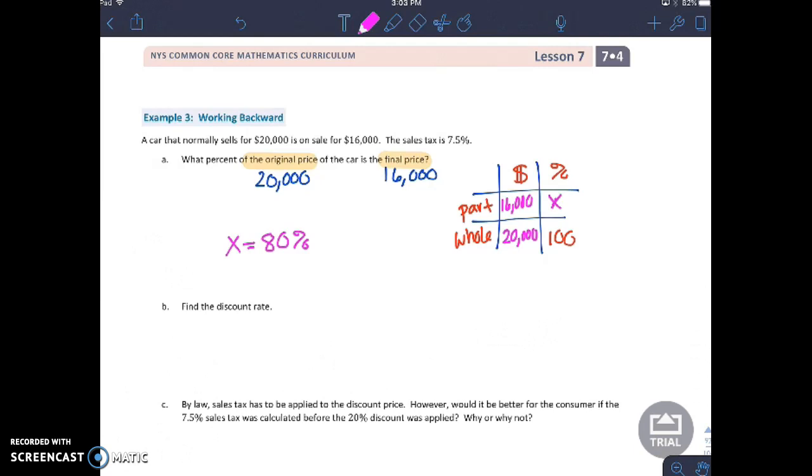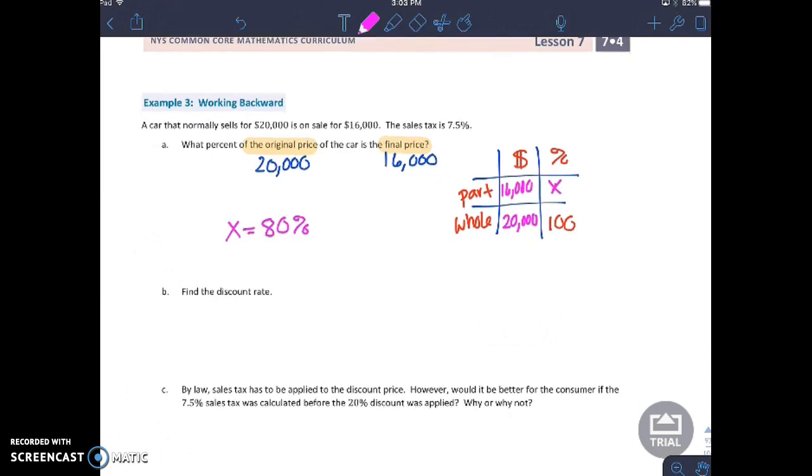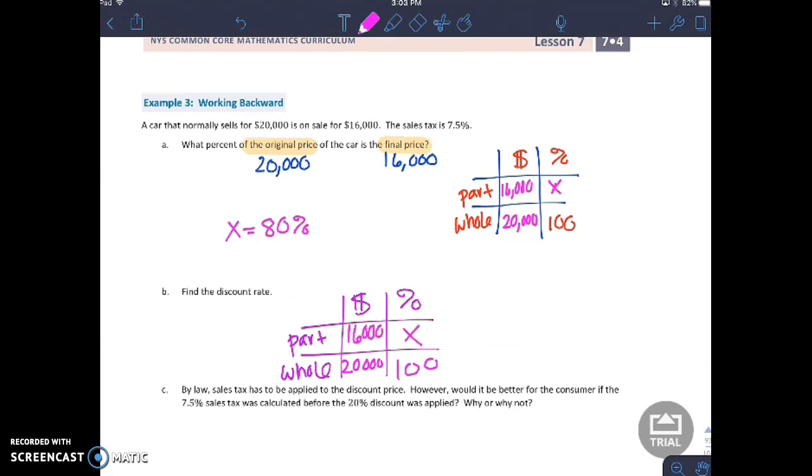All right, hopefully you are ready. So what we're doing here is solving it in a different way. Still have our tic-tac-toe. We still have our part, our whole, our money, and our percent. The whole for percent is always 100. Our whole for the money is 20,000. Our part for the money is 16,000, and that leaves the percent to be x. So when you go to solve that, you are going to get x equals 80%. So what they're trying to prove is that you could work backwards and get the same answer different ways.